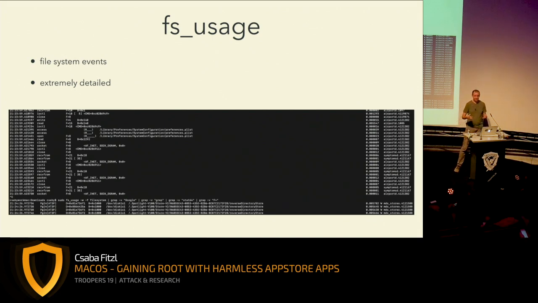FS usage is file system events. That's basically file events. This is extremely detailed. It's much more detailed than I would like it to be. So you need to do plenty of filtering when you actually do this FS usage, because this just gives a whole lot of information. If you don't filter it, there is no way you will scroll through or consume it in a good way.